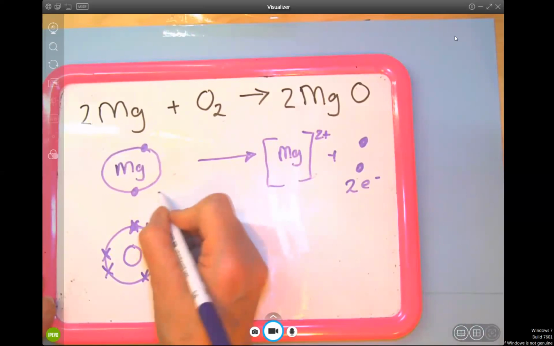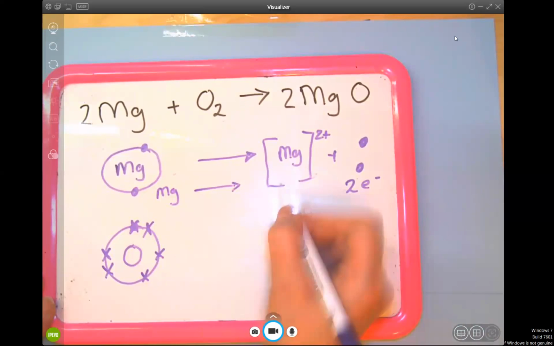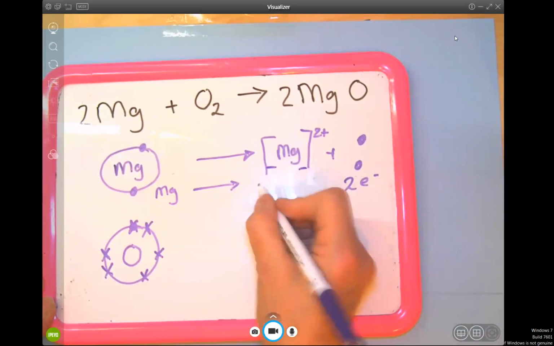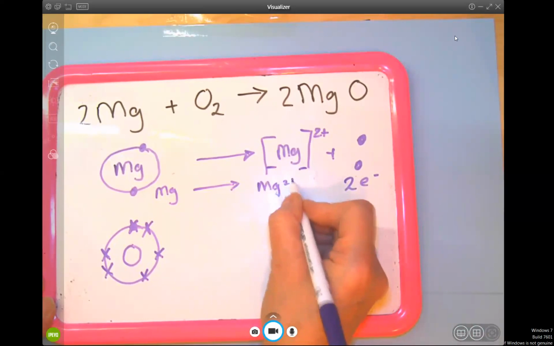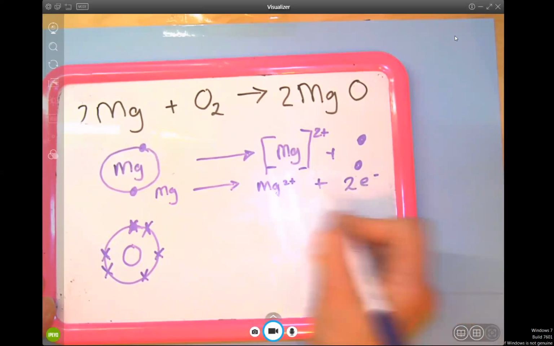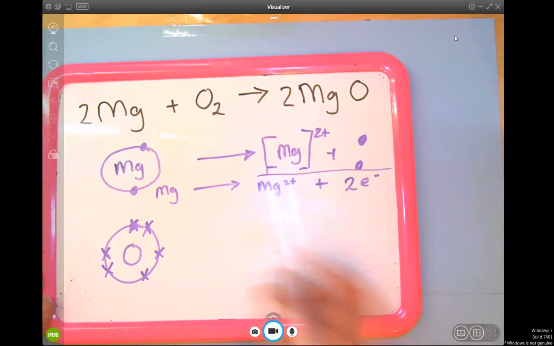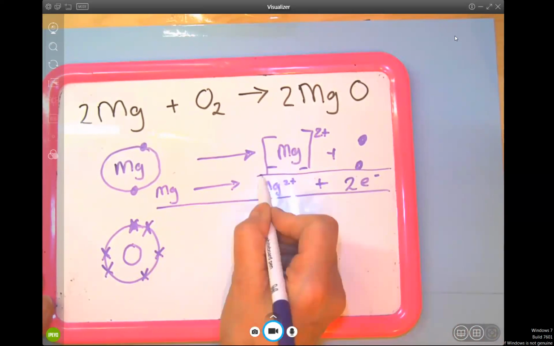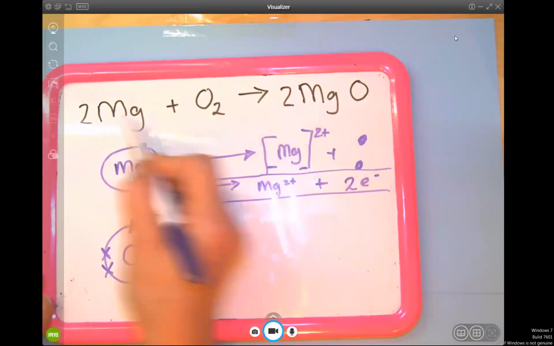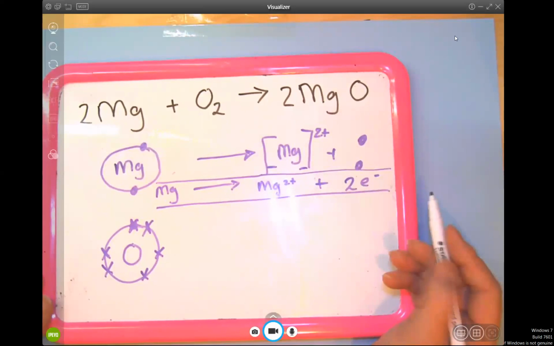And I can write this as magnesium, that's that magnesium atom, goes to the magnesium 2 plus ion plus the 2 electrons. Okay, so we've got the 2 electrons there already. So that's my first equation. That's telling me what the magnesium does. So the magnesium is losing electrons to become a magnesium 2 plus ion.